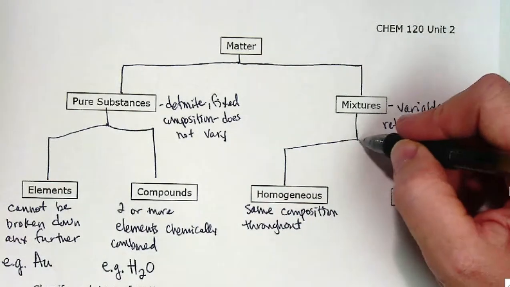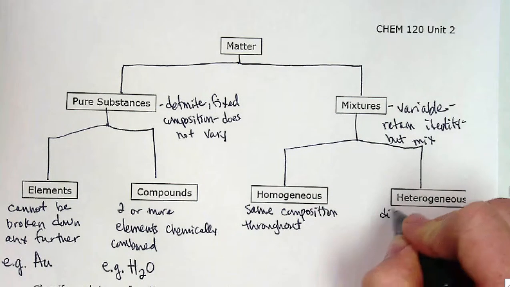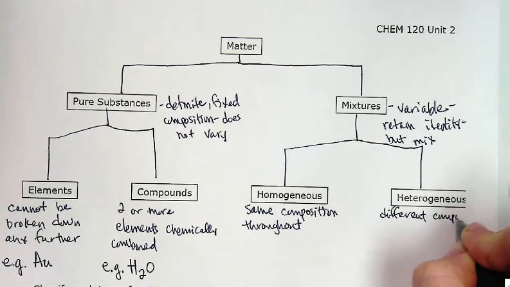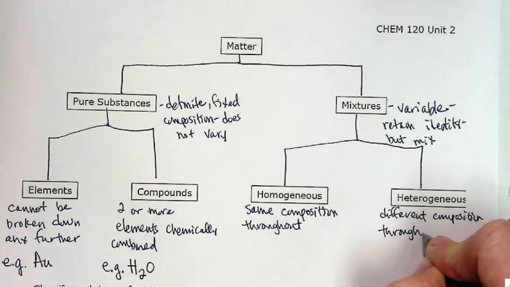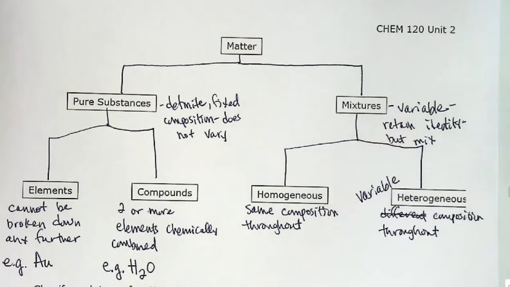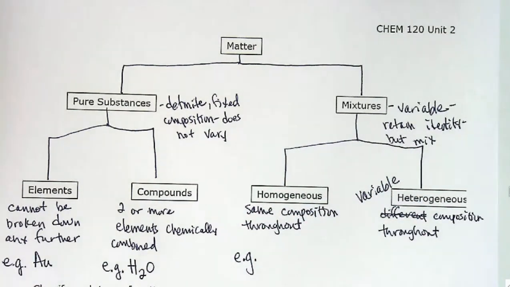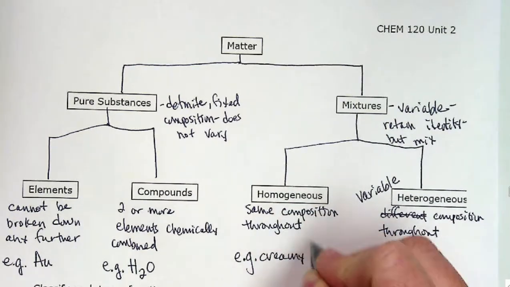A heterogeneous mixture has a different composition throughout. Maybe a better word to use instead of different is variable. So variable composition throughout. Sometimes students struggle with understanding the difference between homogeneous and heterogeneous. And so the best example that whenever I think about these types of mixtures, I think of peanut butter. So if you get creamy peanut butter, that would be an example of a homogeneous mixture.